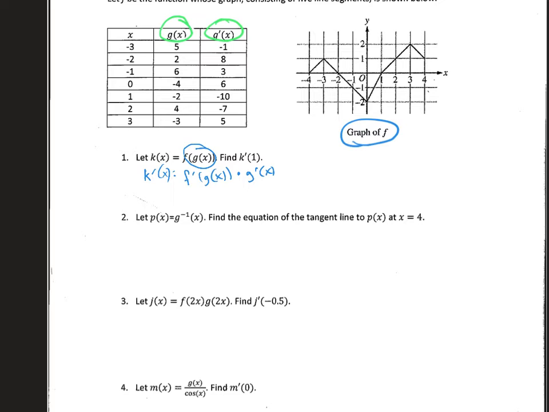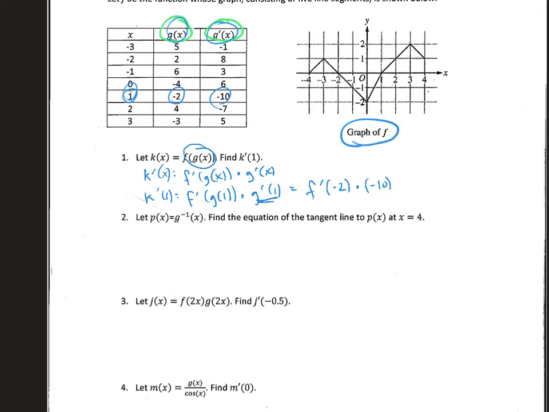Now we want to find k prime of 1. So for all the x's, we're going to replace those with 1. And then we're going to look at our respective information about the graphs to figure out what this value is. So g prime of 1 comes from the chart. We have the g prime column here, and g prime of 1 would be negative 10. And then g of 1 would be negative 2. So I'm going to replace the g of 1 with negative 2 and the g prime of 1 with negative 10.